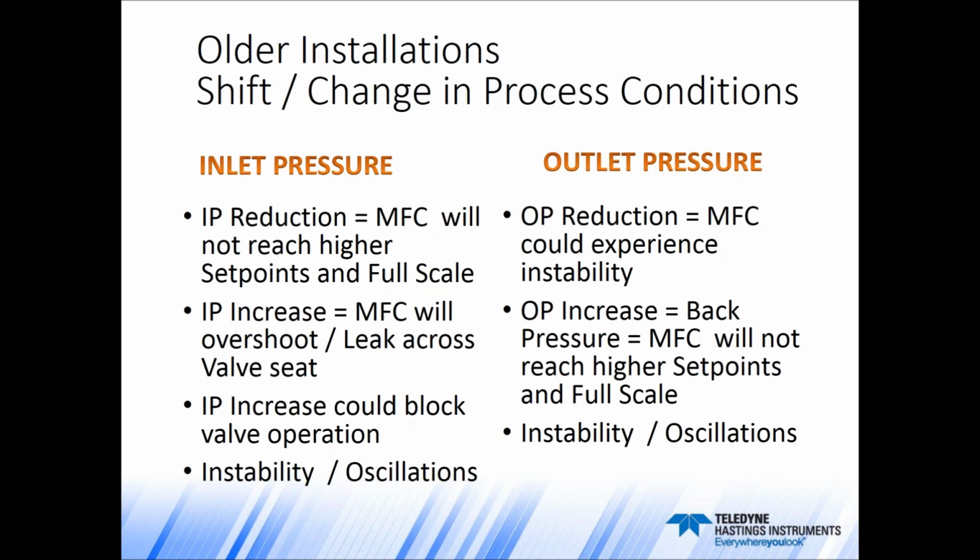Instability and oscillations are very obvious things that will happen at inlet or outlet pressure variations. With the outlet pressure, we see problems with reduction in outlet pressure. So, for instance, flow controllers that have been calibrated for atmospheric outlet pressure installed in a vacuum situation could experience instability. An outlet pressure increase, which translates into back pressure, usually turns the MFC into a device that will not be able to reach higher set points and full scale, and of course, instability and oscillations in return.